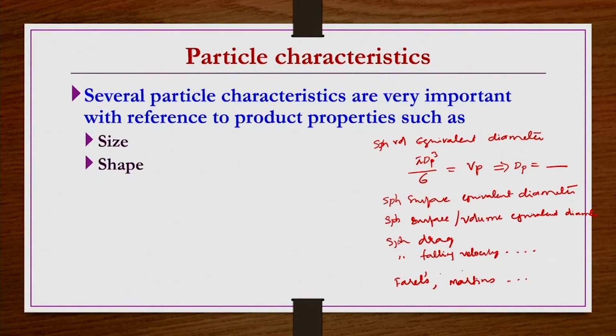Further, we have also seen that if you have an irregular particle like this, and you measure its sphere volume equivalent diameter and represent it pictorially, it may be of a size like this. Similarly, for the same particle, if you measure the sphere surface equivalent diameter, then it may be of this size.